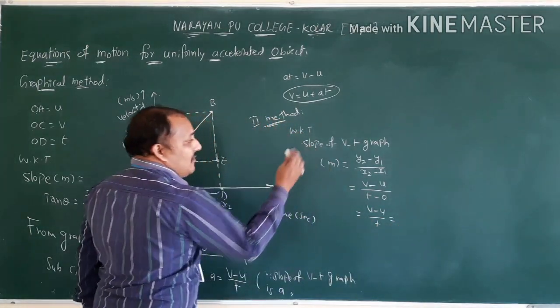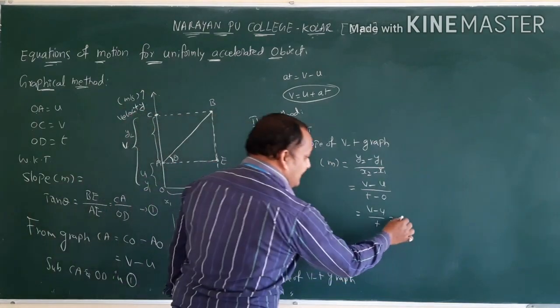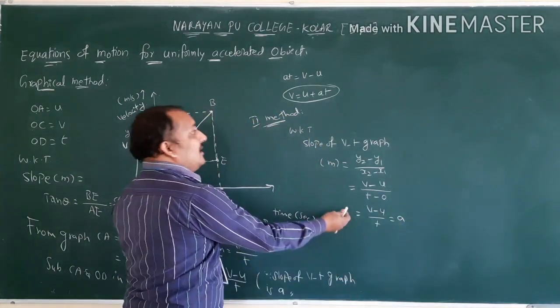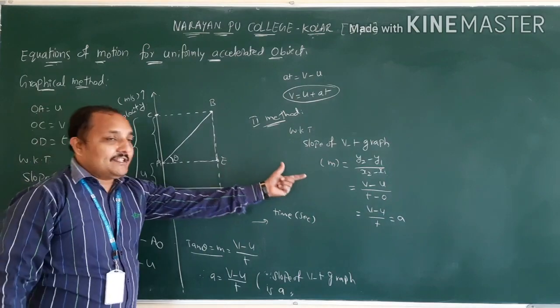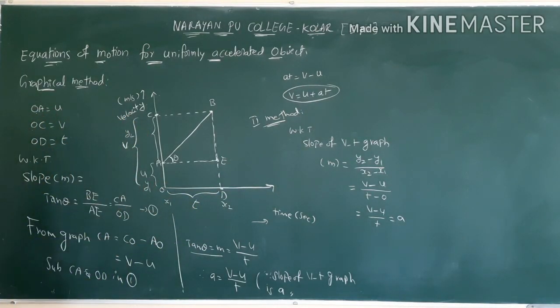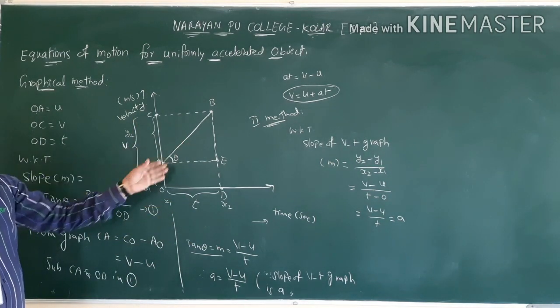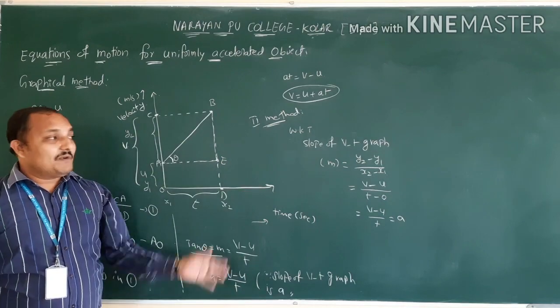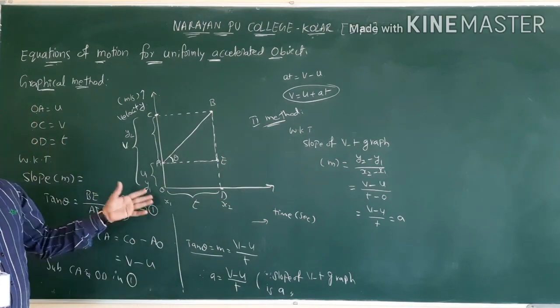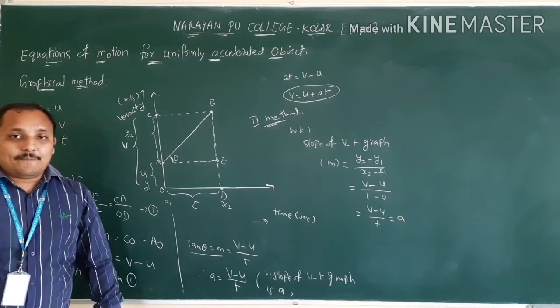That is equal to the slope of the velocity time graph, which gives acceleration. Therefore, again you will get the same result. You can solve by either method, whichever is easy for you. For all equations we use the same graph, but we will see how we get different equations. If you take the slope, you will get the first equation.